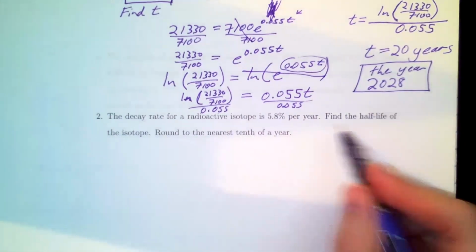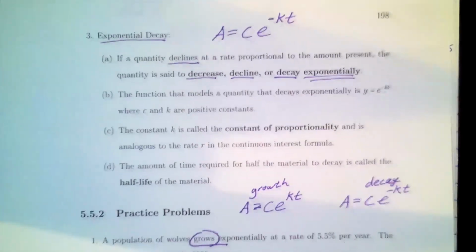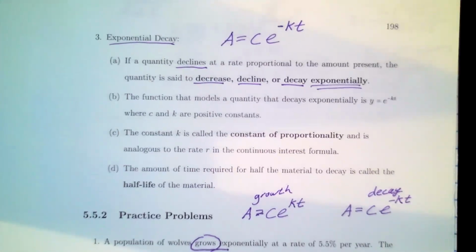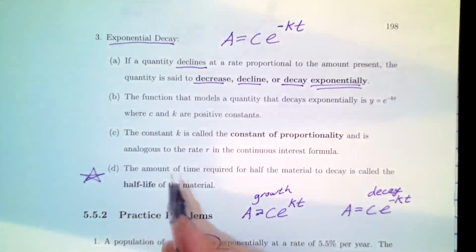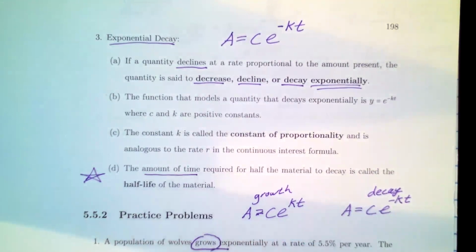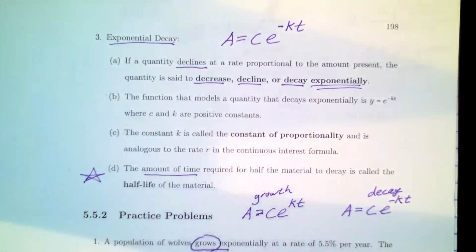So in order to find the half-life, I have to know what a half-life is. So for this, I'm going to go back over to my definitions on my page. If you're talking about exponential decay, the half-life is an amount of time. It's an amount of time that it takes for half of a material to decay.